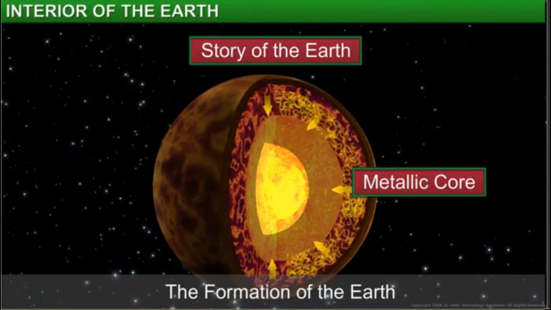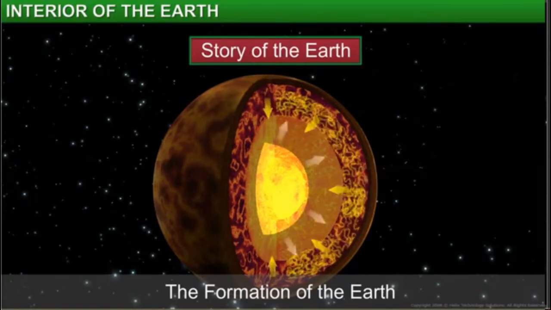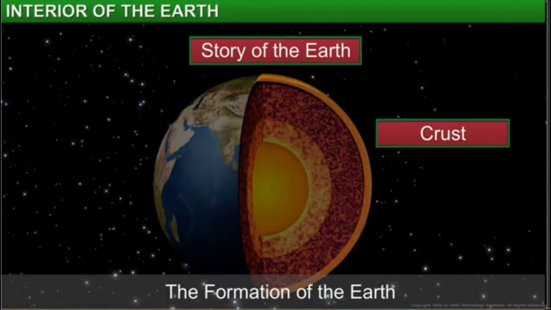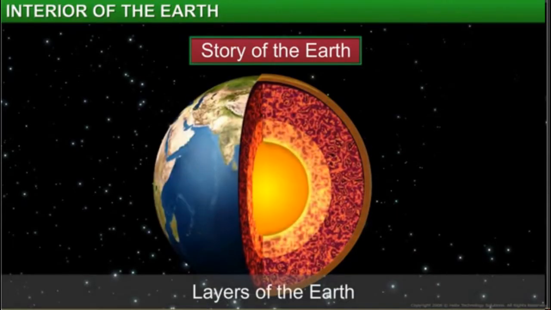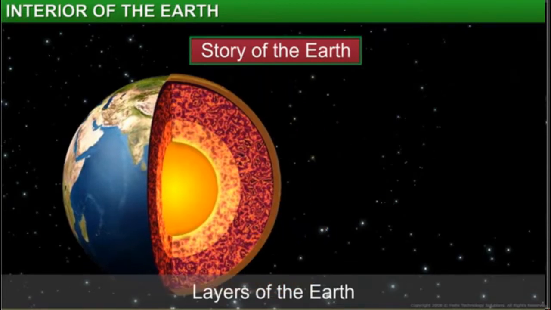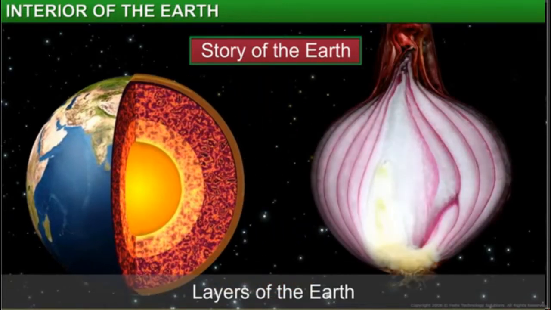At the same time, the lighter, less dense elements were pushed out toward the surface, where they formed the Earth's crust. This led to the formation of the Earth with several different layers of material, very much like an onion. These layers are arranged one on top of the other.